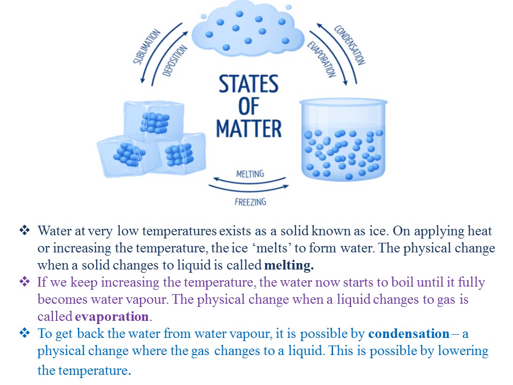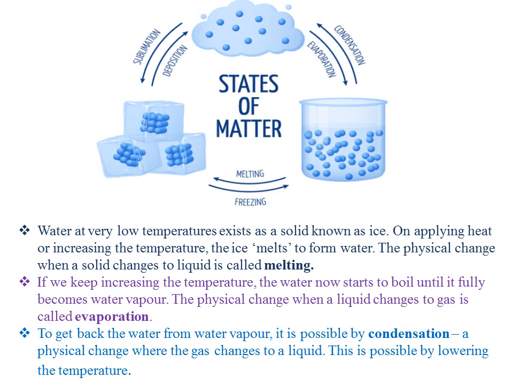Water at very low temperature exists as a solid, which we already know is called ice. On applying heat or increasing the temperature, the ice melts to form water. The physical change when a solid changes to a liquid is called melting. And this process can be reversed, that means when a liquid changes into a solid, this process is known as freezing.